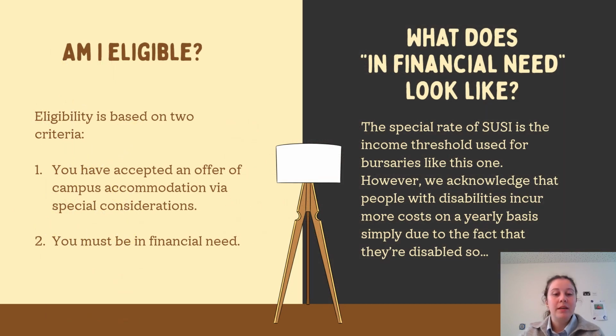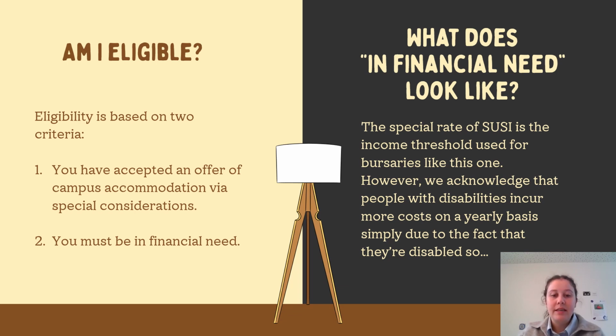Am I eligible? So there are two eligibility criteria. The first is that you have accepted an offer of campus accommodation via the special considerations application route. So that is accepting an offer for on-campus accommodation, Trinity Hall or Kavanagh Court through special considerations. The second criteria is that you must be in financial need. So what does in financial need look like?